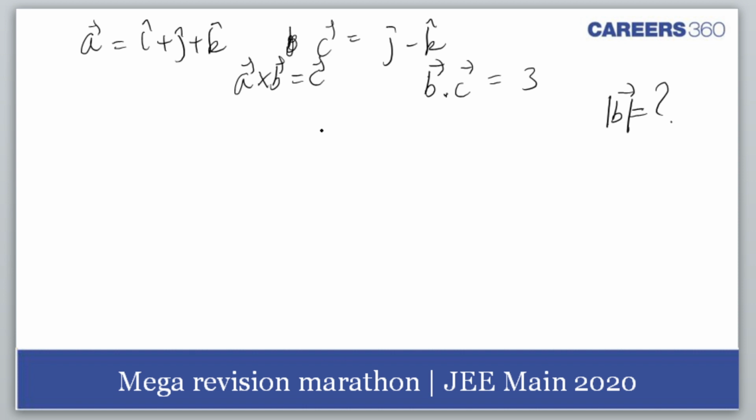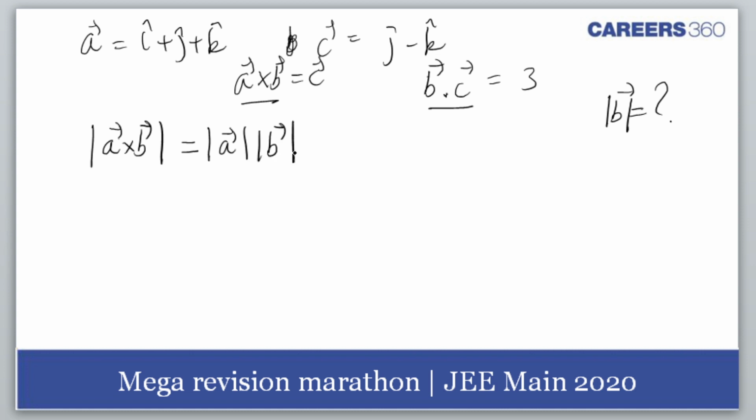Do you know some connection between A cross B and B dot C? Anybody? Anyone who knows the connection? Okay, let's have a look. I take mod of A cross B. What is that equal to? That would be equal to mod A mod B into sine theta. Am I right? Hello?